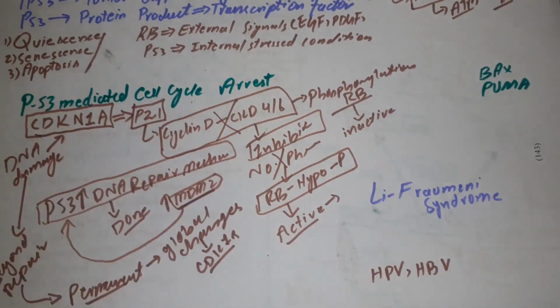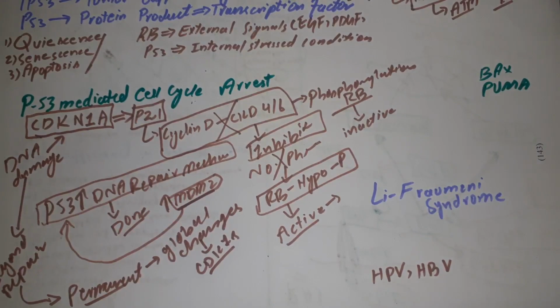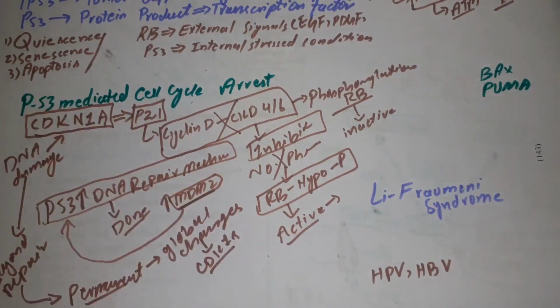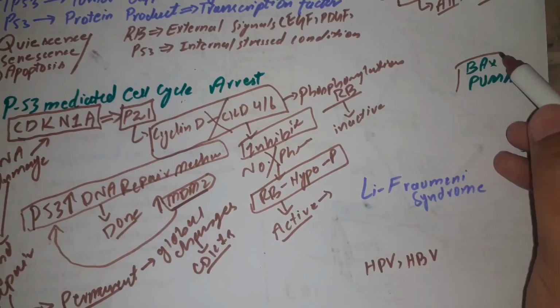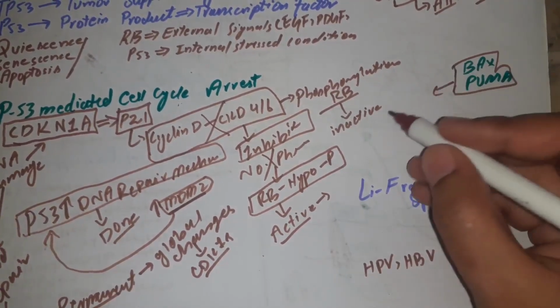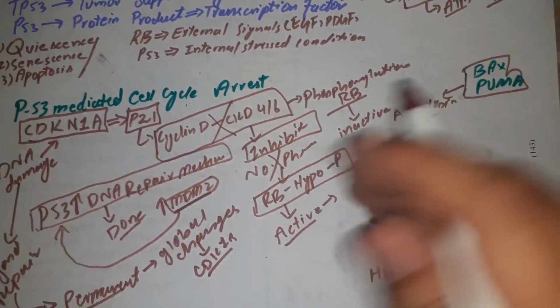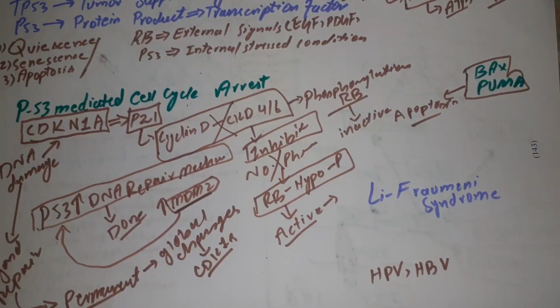Next is apoptosis. If damage is too much and the cell is not suitable to live, then it activates pro-apoptotic genes, which include BAX and PUMA, and these pro-apoptotic genes lead to the apoptosis of the cell. So this is the normal functioning of the TP53 gene or tumor suppressor gene.